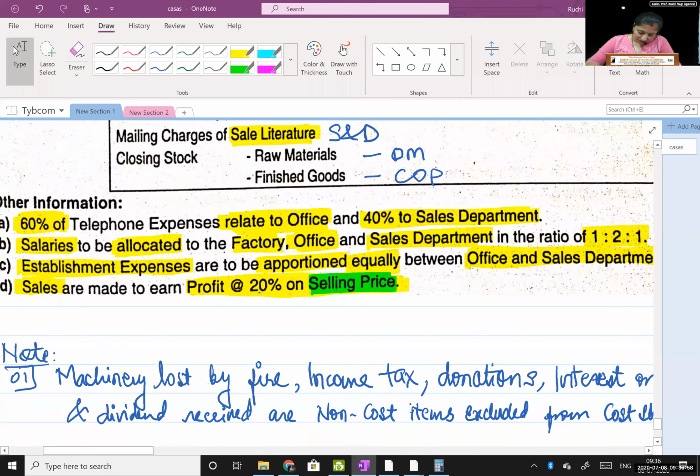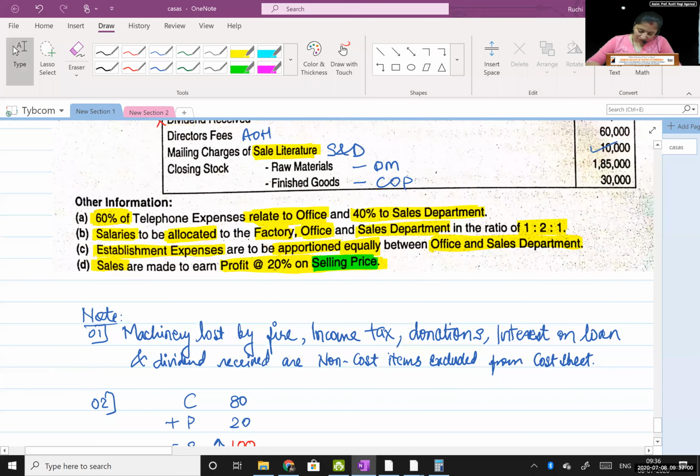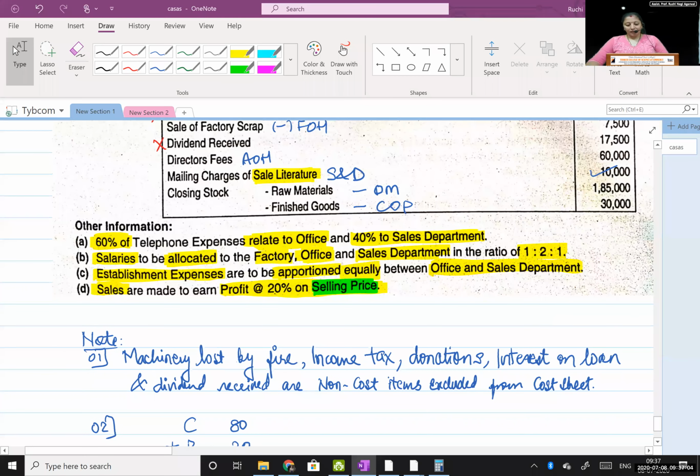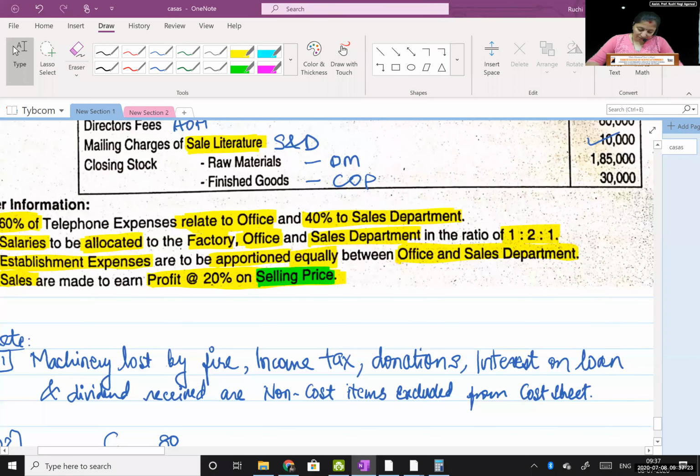And note down this note. Items which we are not going to take in the cost sheet, you have to give a note for it. So note it down: machinery loss by fire, income tax, donations, interest on loan, and dividend received are non-cost items excluded from the cost sheet.